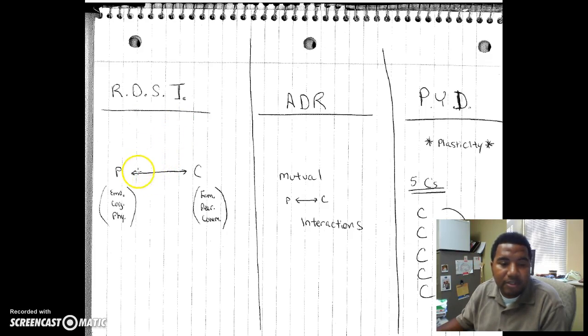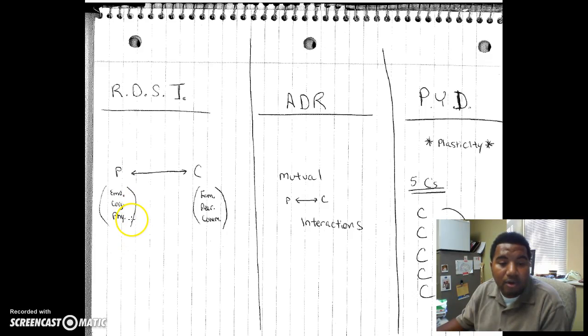So this figure you see here, which is a double-sided arrow with a P on one side and a C on the other, that is the person on one side and the context on the other. And the double-sided arrow is really representing bidirectional interactions. And beneath the P, you see EMO, COG, and PHY. That's for emotional, cognitive, and physiological.